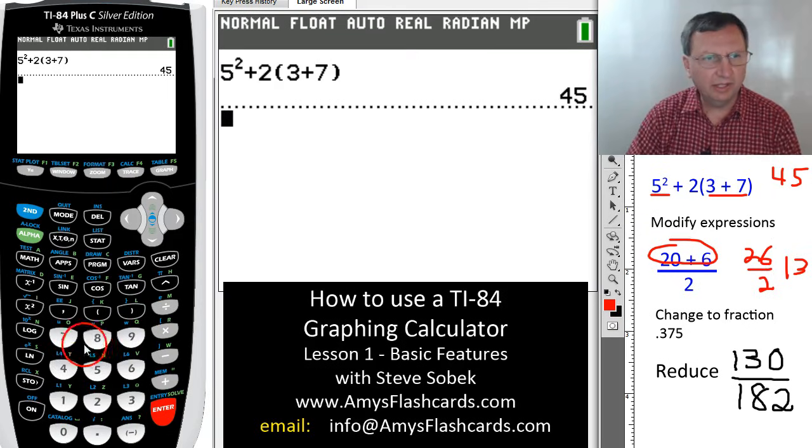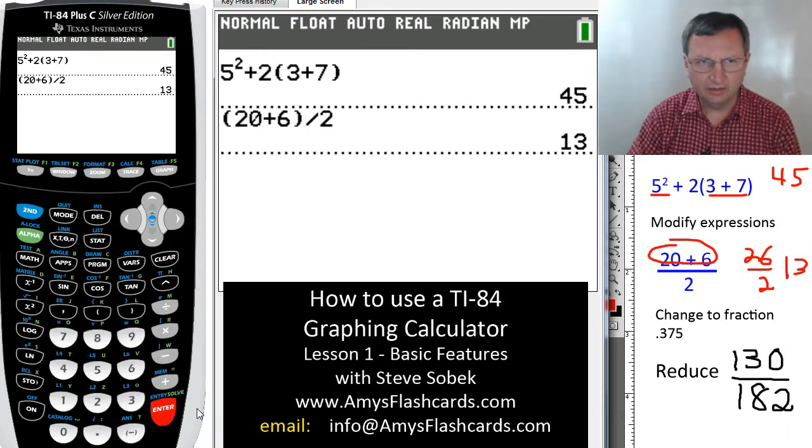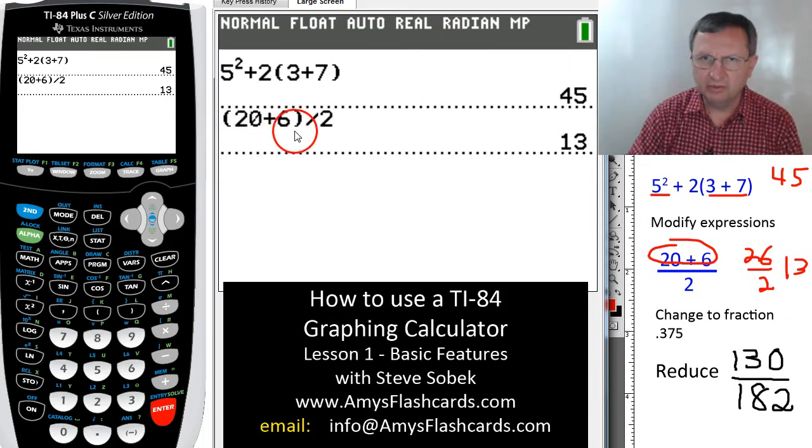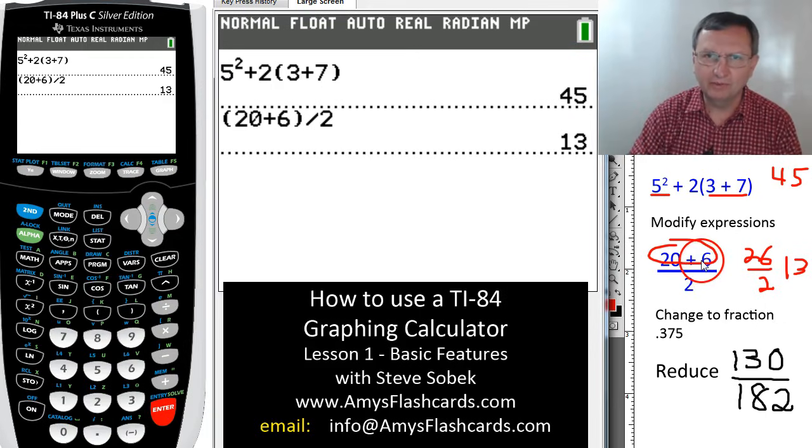On the calculator, you're going to have to enclose that numerator in parentheses. So left parenthesis, 20 plus 6, close it, and then the fraction bar division is right here by 2, and indeed we get 13. Without those parentheses, it will only divide the 6 by 2, giving you 3. 20 plus 3 is 23. So that's a common mistake. We've learned from this example that sometimes we need to introduce parentheses even though we don't see any in the problem. Okay, hopefully you've learned that.